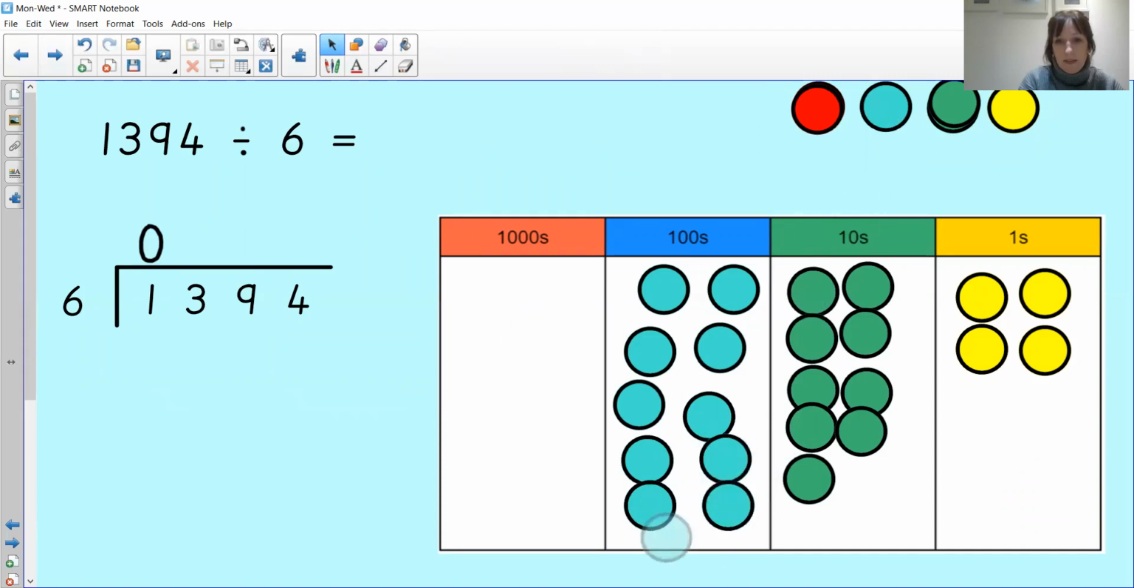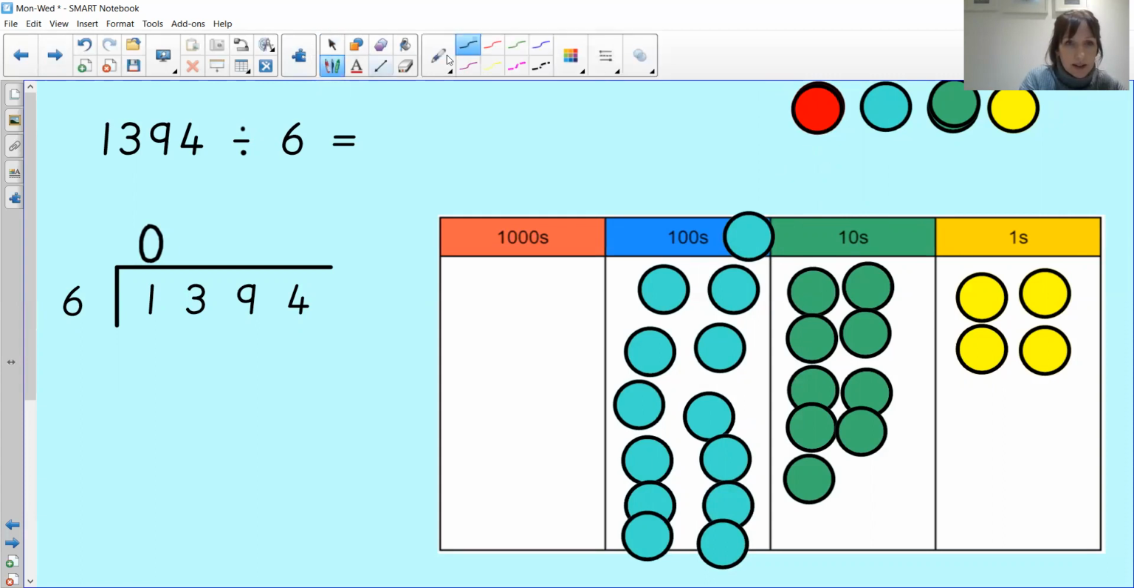7, 8, 9, I have to squeeze it in, I'll put it there, 10. Okay, so now, if I just write what I've done as well, I've put an extra 10 in the hundreds because I exchanged the thousands. Now I've got 13 in my hundreds.